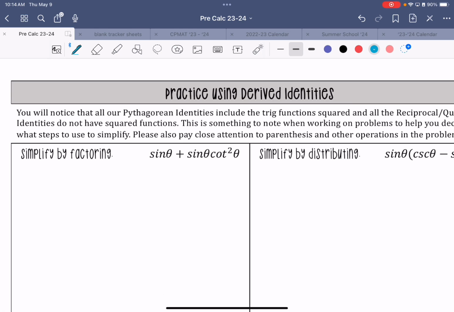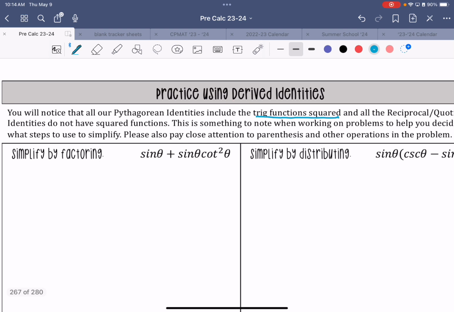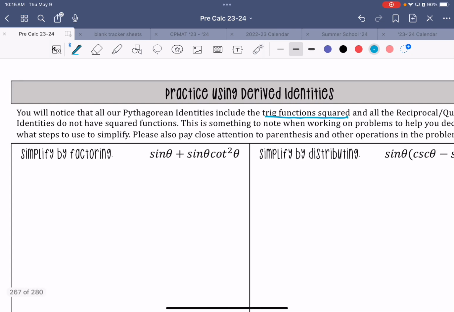This says practice using the derived identities, so P1, P2, P3. You will notice that all of our Pythagorean identities include the trig functions squared, let's underline that, and all the reciprocal quotient identities do not have squared functions. They don't start squared on here, but as you saw last time on our worksheet, they can be squared, they just don't have to be squared. For the Pythagorean ones, they have to be squared. They don't work if they're not squared because part of the identity is it being squared. That's what they mean by that part. This is something to note when working on problems to help you decide what steps to do to simplify.